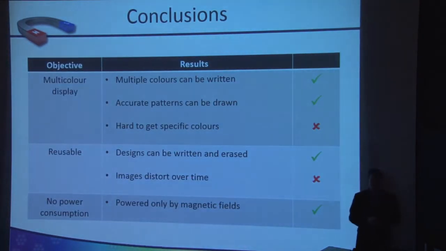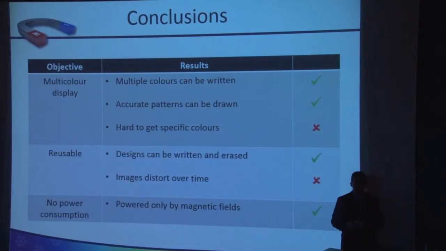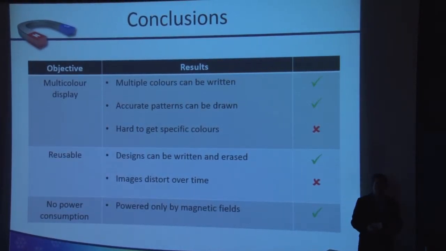So looking back at our objectives, did we meet them? Well, we were able to obtain a whole spectrum of colors with both prototypes, and we were able to draw accurate designs with our second prototype. However, the downfall is that we can only get a spectrum, and it's very hard to get a single isolated color.